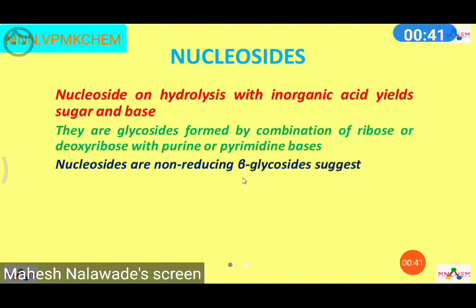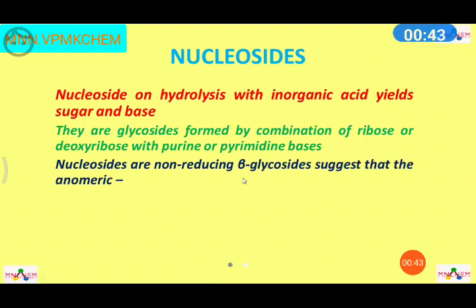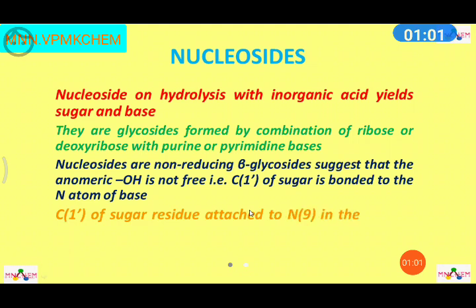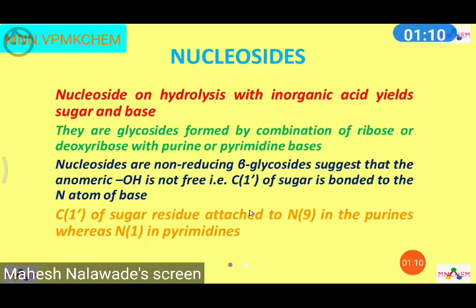Nucleosides are non-reducing beta glycosides. That suggests the anomeric OH is not free. It means the C1' of sugar is bonded to the nitrogen atom of the base. The C1' carbon of the sugar residue is attached to nitrogen at the 9 position in the purines, whereas it is attached to nitrogen at the first position in pyrimidine bases.